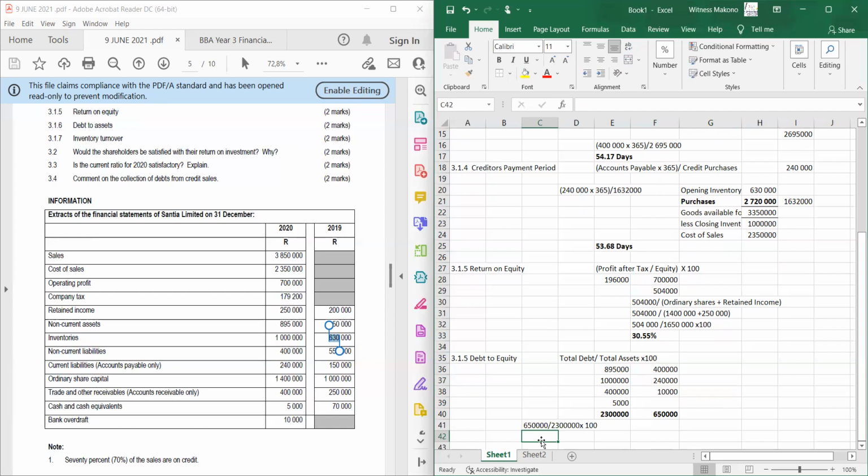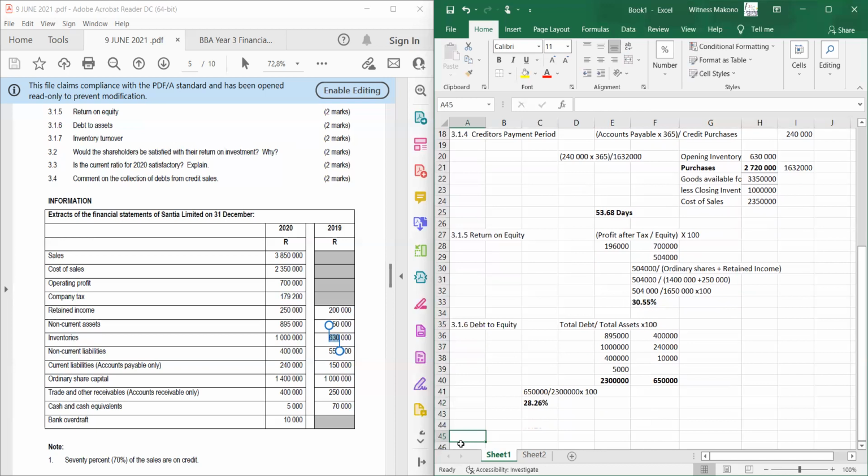35.37. No, I'm lying. 35.38. What do you get? Okay, let me do now 650,000 divided by 2,300,000. It's 28.26. Yeah, I divided it wrong. Okay, 28.26%. Remember, this is the percent, or this is the debt to asset ratio. Okay, this one should be 6 here. Right, let's go to the next one.